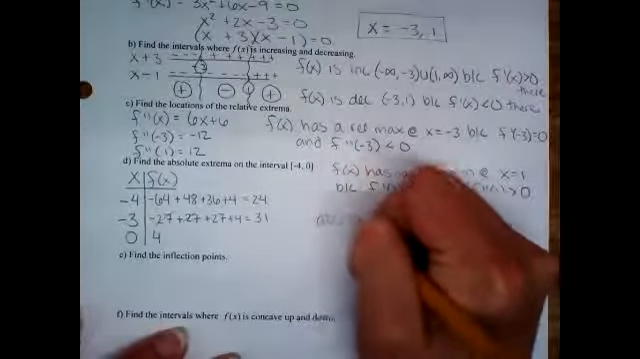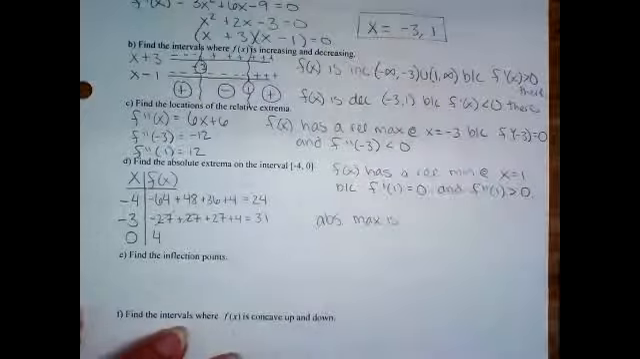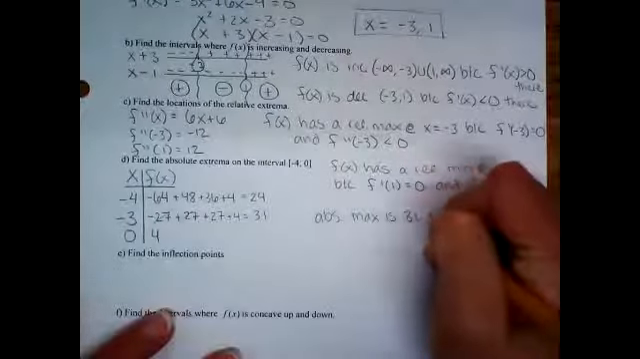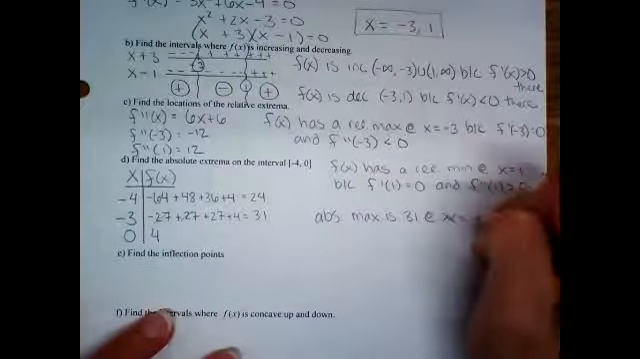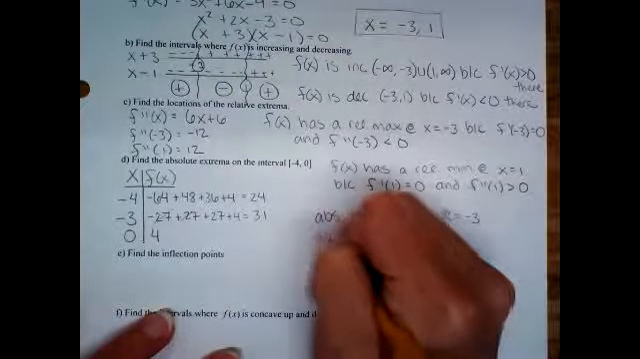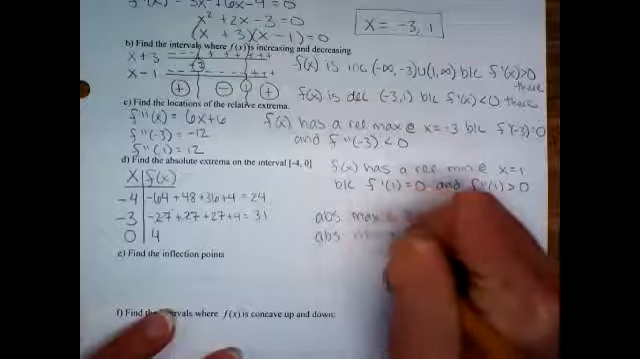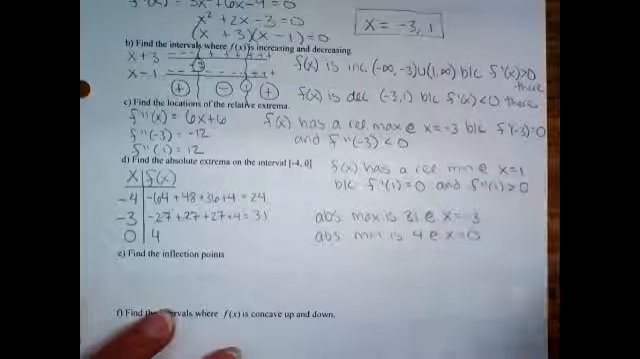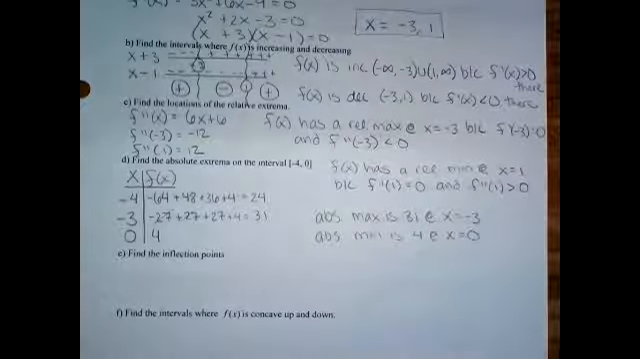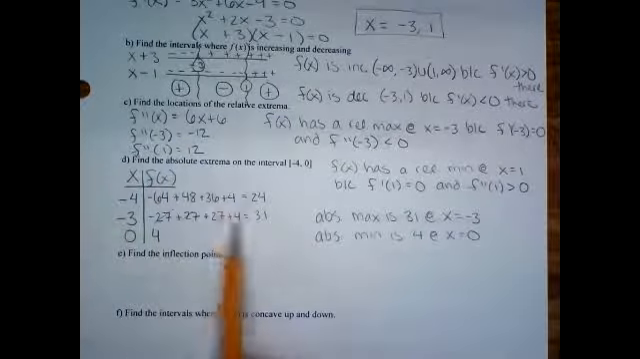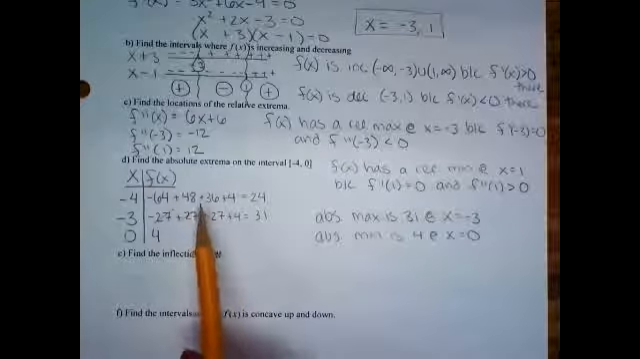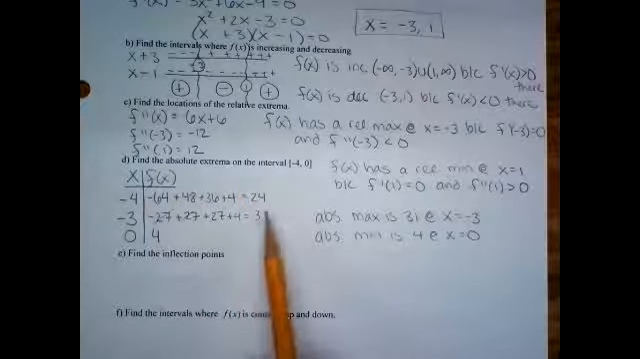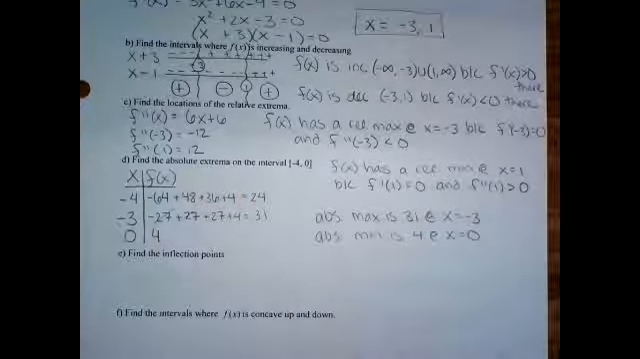So the absolute maximum is, and then it's just whatever's the biggest number you got, which was 31 at x equals -3. And the absolute minimum is 4 at x equals 0. The justification is the chart. You don't have to put a because statement. This is your justification. You tested every candidate and showed what they came out to.